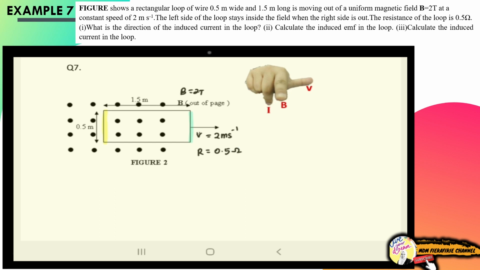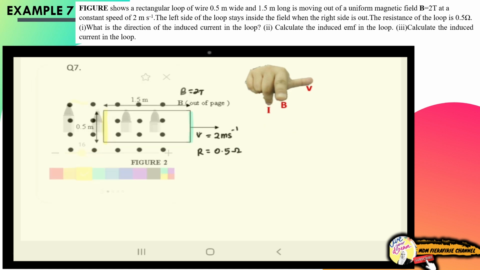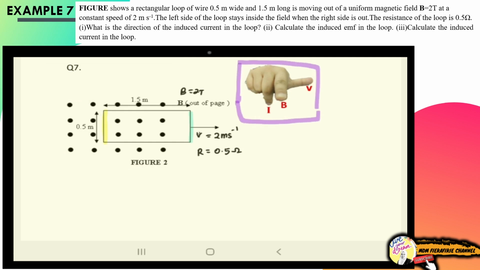All right, so look at here. This is my hand. I try to snap the picture.